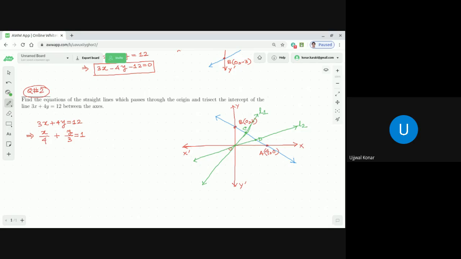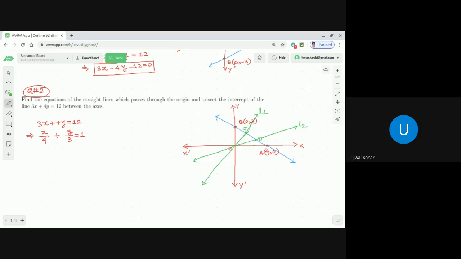Now, how to find that? To find that, we need to find the coordinates of the points C and D. Correct or not, dear students? We need to find the coordinates of the points C and D first. Then only can we find the equation of the straight line passing through the origin and the point C, and passing through the origin and the point D. Now, how can we find the coordinates of the points C and D?